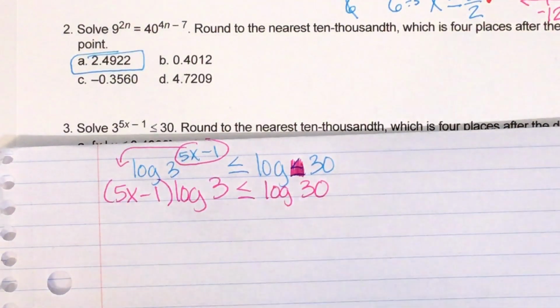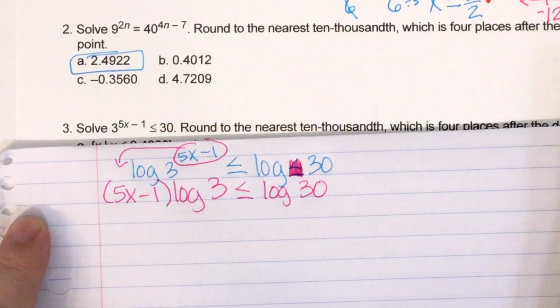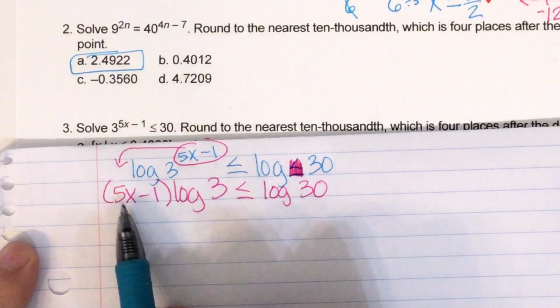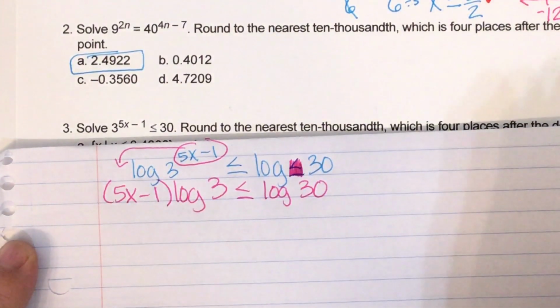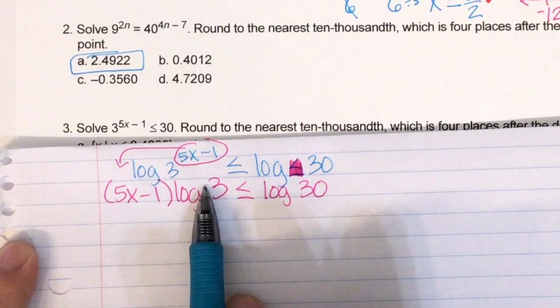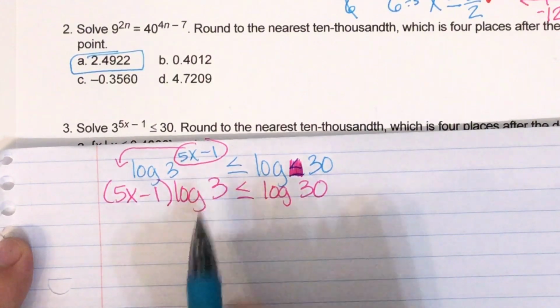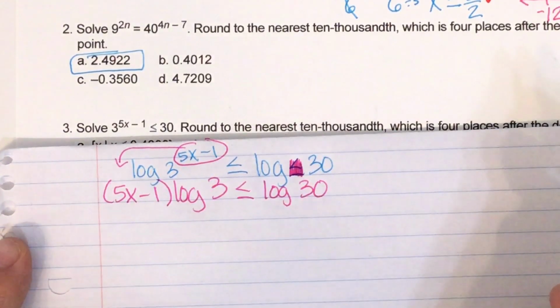Okay, now the last problem we distributed. But this problem, I'm not actually going to distribute. I could distribute if I wanted. I could take 5x times this and -1 times this, which is perfectly fine. So if some of you wanted to do that, you could definitely do that. The reason I'm not going to distribute on this problem is because I don't have x's on both sides, and I think there's an easier way.